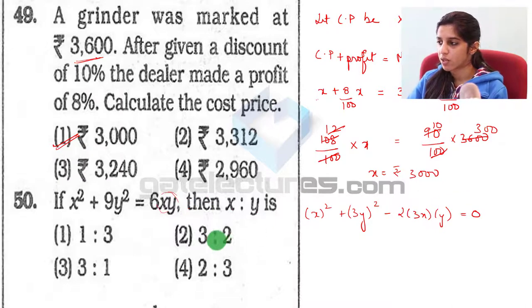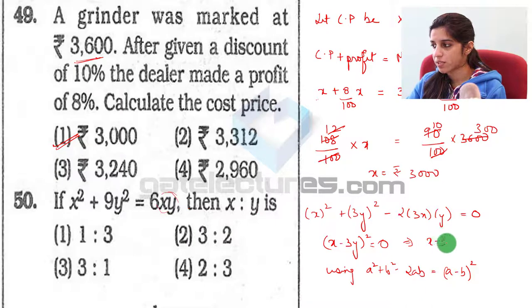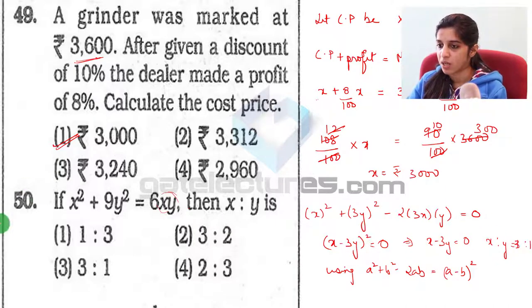This is equal to 0. So what I can write is x minus 3y whole square, using the same identity, using a square plus b square minus 2ab is equal to a minus b whole square. Using the same identity, I can write that this is 0. If a square of a number is 0, then this number is also 0. This implies x minus 3y is equal to 0. So now x is to y is going to be 3 is to 1. Okay, I just brought y here. So this is 3 is to 1. So the correct option for this question is going to be third.